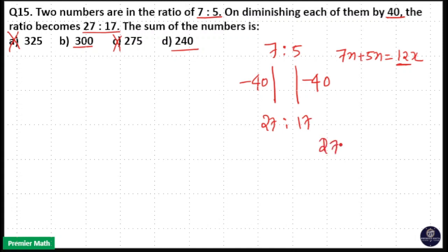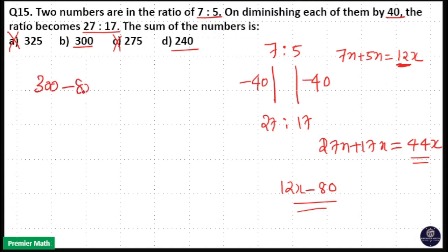That means 27x plus 17x is your new sum, that is 44x. So the new sum will be divisible by 44. What is the new sum? 12x minus 80 is your new sum, because when you subtract 40 from each number, you are subtracting 80 from the original sum, the initial sum. That is 300 minus 80 is equal to 220 is your new sum, and 220 should be divisible by 44. Here 220 is divisible by 44. So option B is your answer.